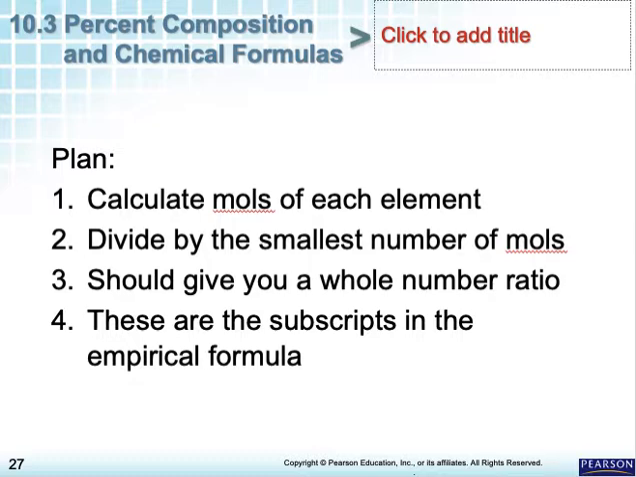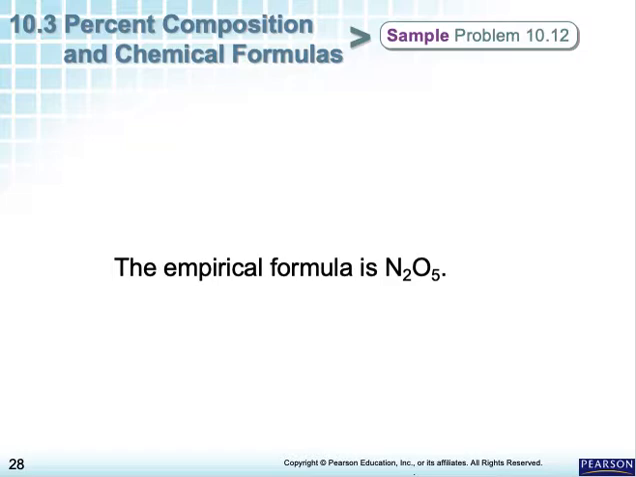So to calculate the moles of each element, we would divide by the smallest number of moles once we have the moles of each element, and then you should have a whole number ratio. These subscripts then are the empirical formula for that compound. So in this case, the empirical formula is N2O5, and we are going to calculate this in class.